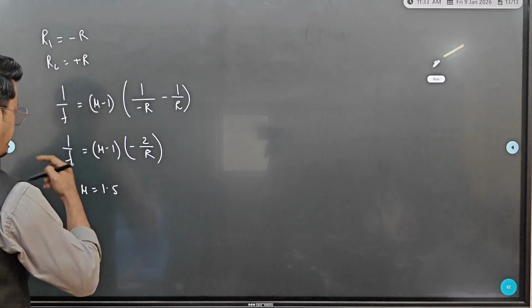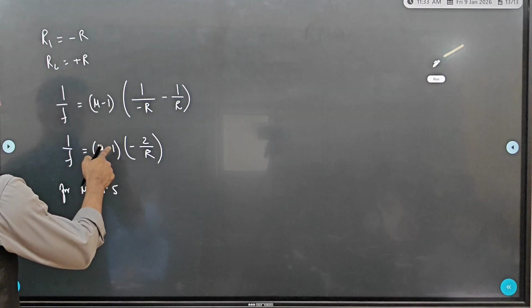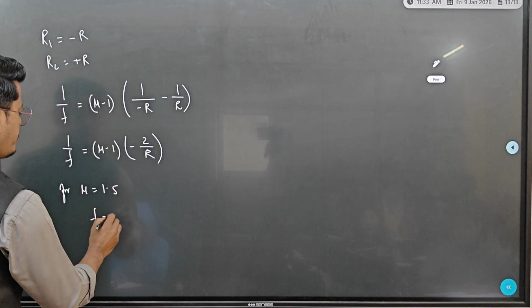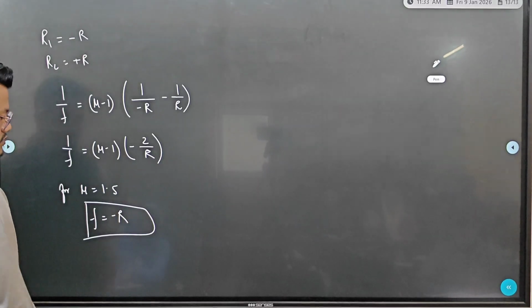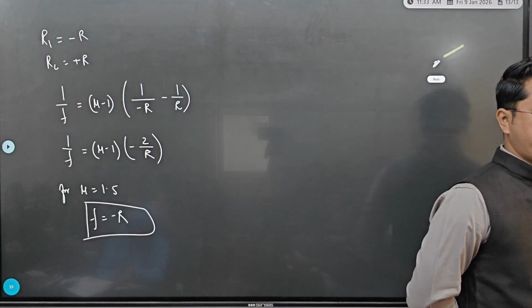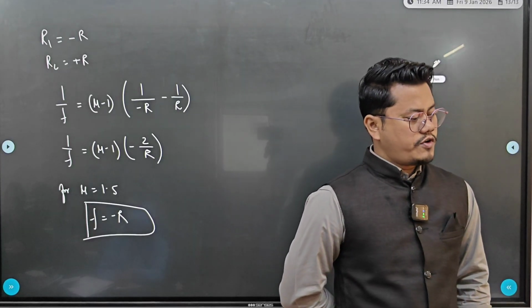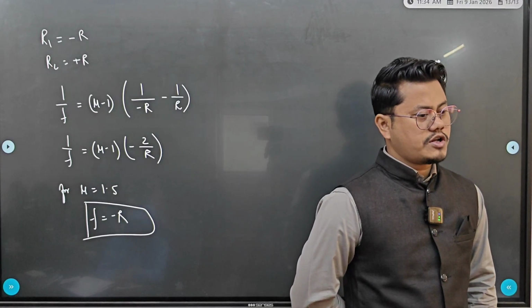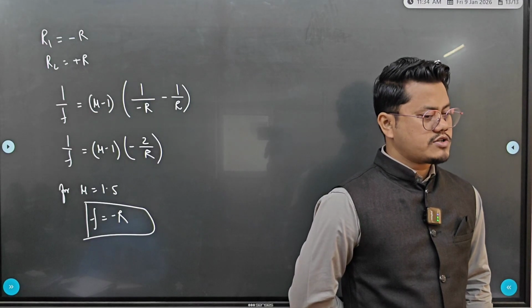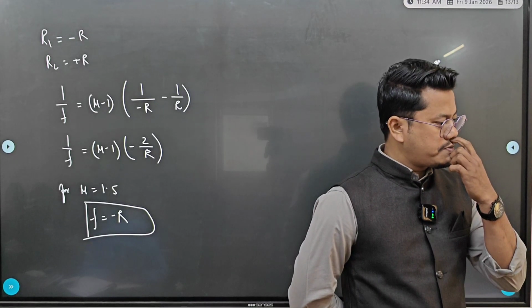What will we be getting over here? 1.5 minus 1 will be getting 0.5. 2 into 0.5 gives you 1. So F will be your minus of R. Only the sign changes. For convex it was plus, F is equal to plus of R. For equiconcave you got F is equal to minus of R. Same thing you will be able to see in case of plano concave also.